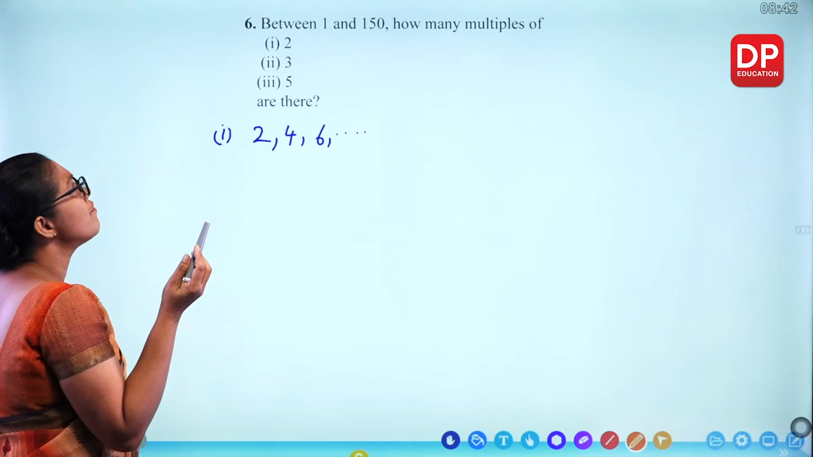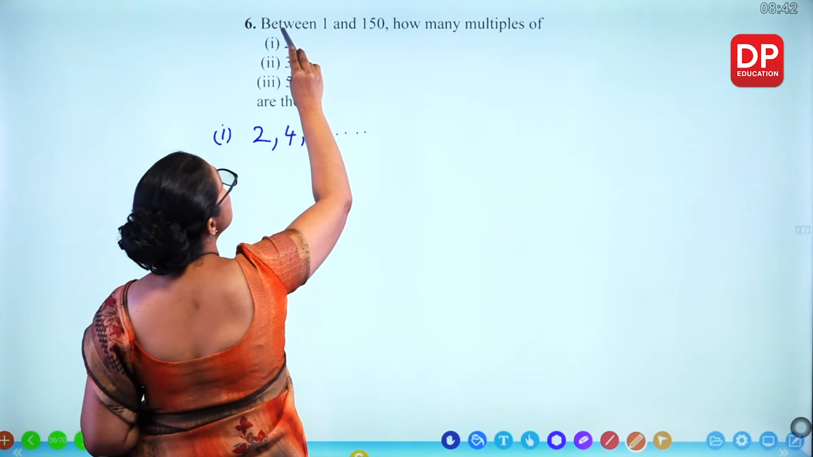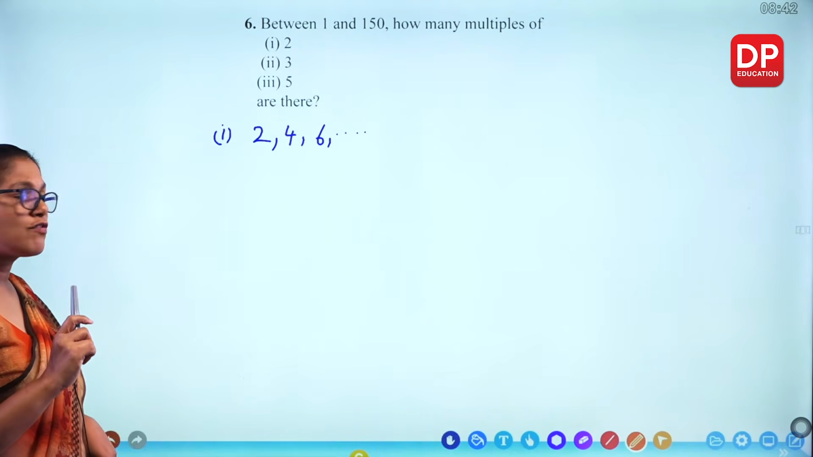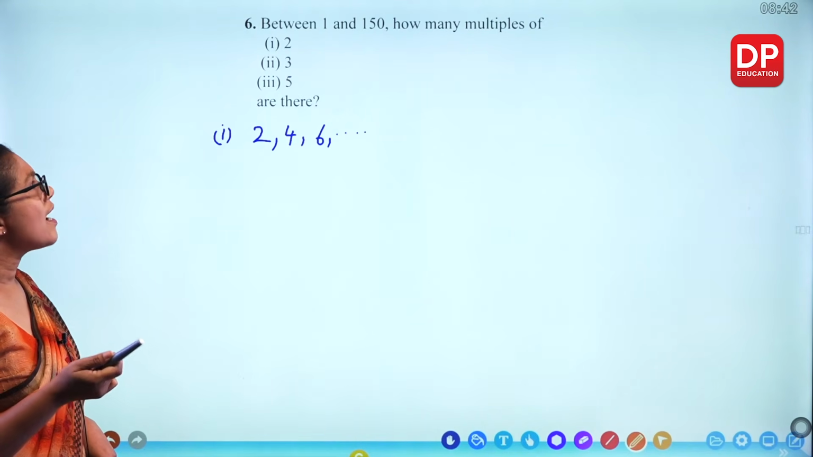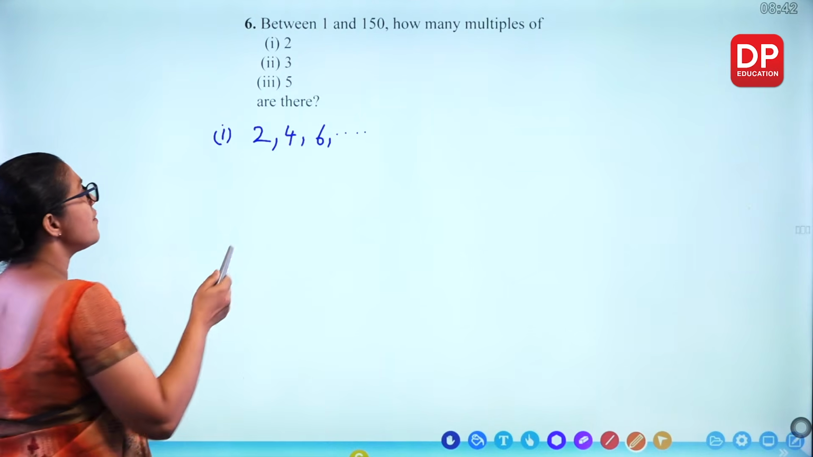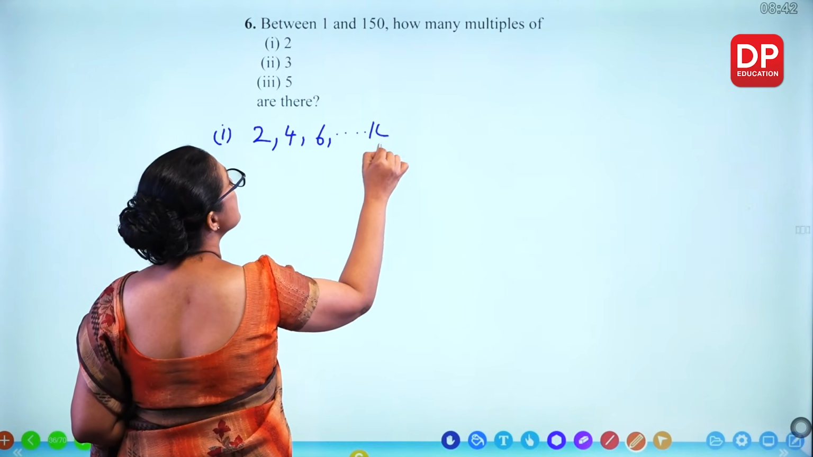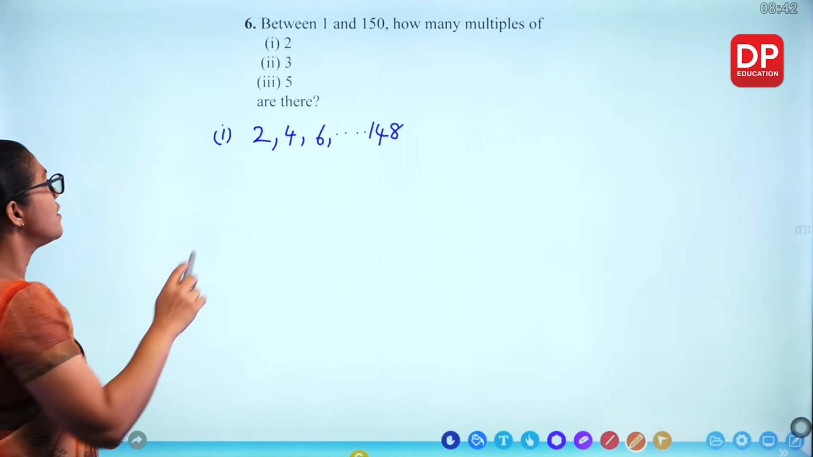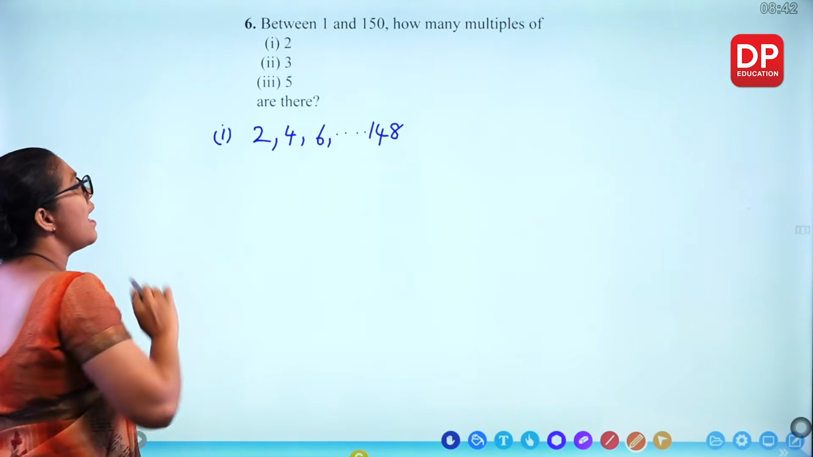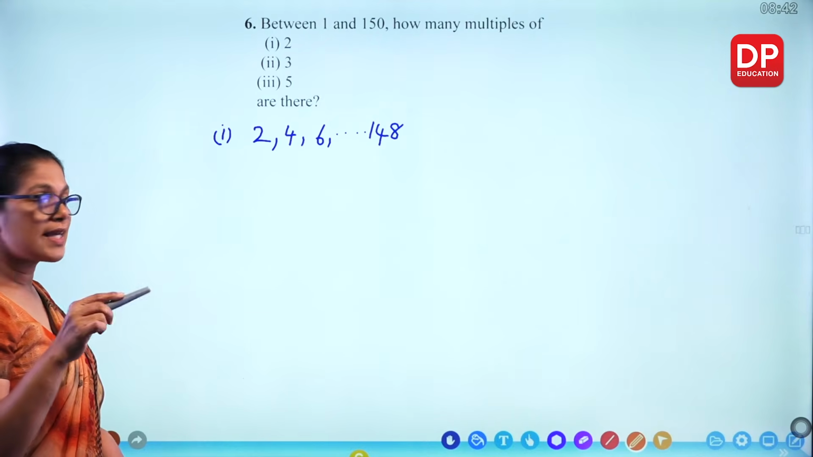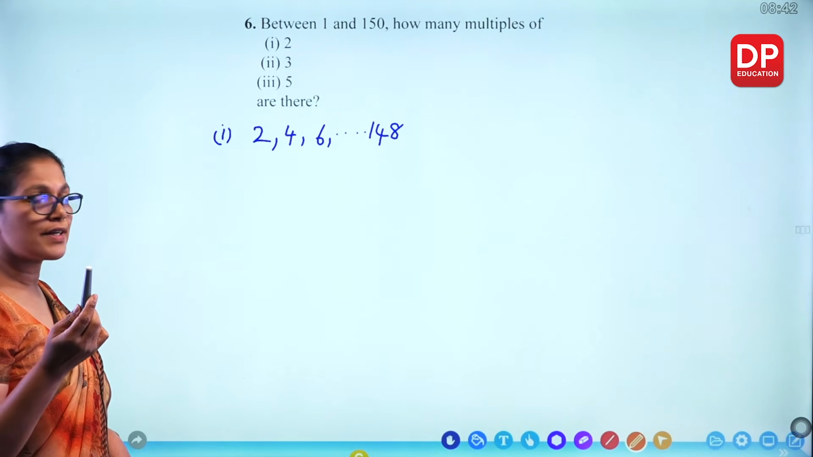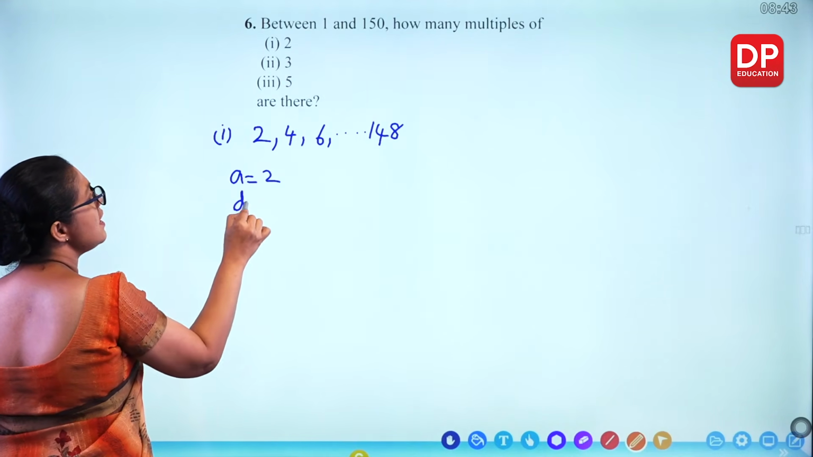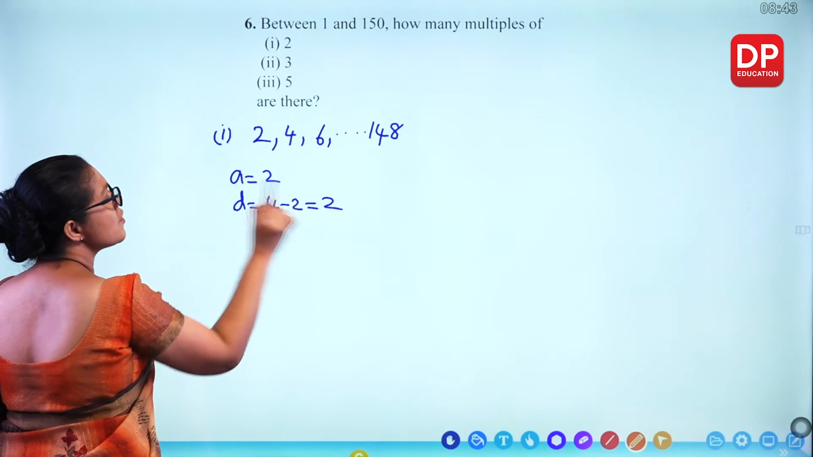150 is a multiple of 2, but it says between 1 and 150, this means 150 is not included. What's the last number? 148. So how many multiples are there? We know the first term is 2 and the second term is 4. By taking the difference, you can find the common difference. We'll plug it into the formula. A is 2, D equals 4 minus 2, that's 2.